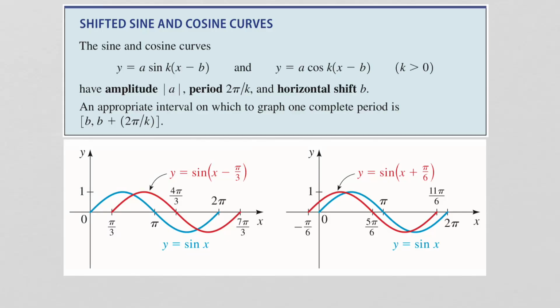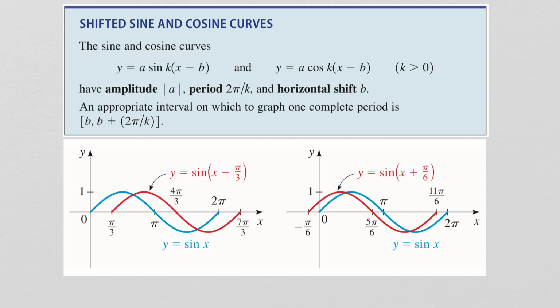The sine and cosine curves can also be shifted horizontally. The way we do this is similar to how we would shift any graph horizontally, and that is by subtracting a number from x inside the function. So if we have y equals a times the sine of k times the quantity x minus b, or a times cosine of k times the quantity x minus b, assuming k is a positive number, this will have an amplitude of the absolute value of a, a period of 2 pi divided by k, and a horizontal shift of b units.